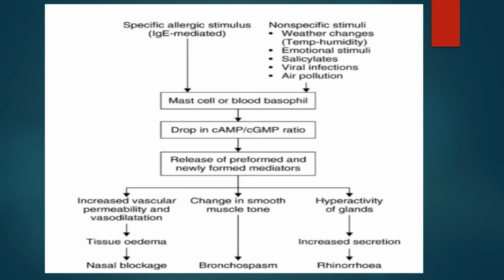This is a chart which shows that either on specific allergic stimulus, that is IgE mediated, or any non-specific stimuli like emotional stimuli or response to viral infections, both of these can cause release of mediators from the mast cell. And these mediators which are released can lead to symptoms of nasal blockage, bronchospasm, and rhinorrhea.